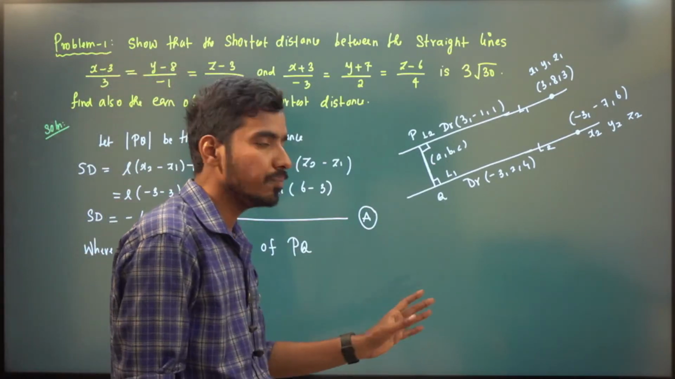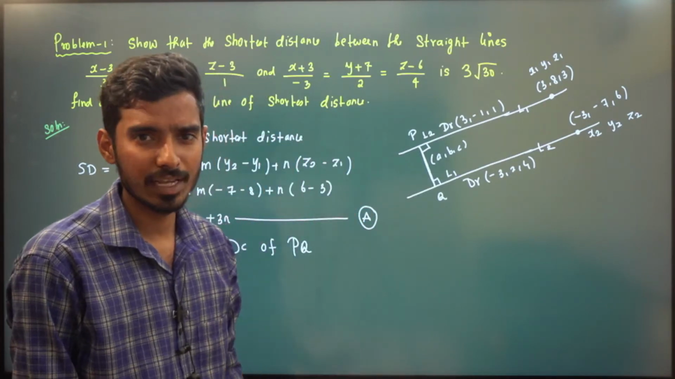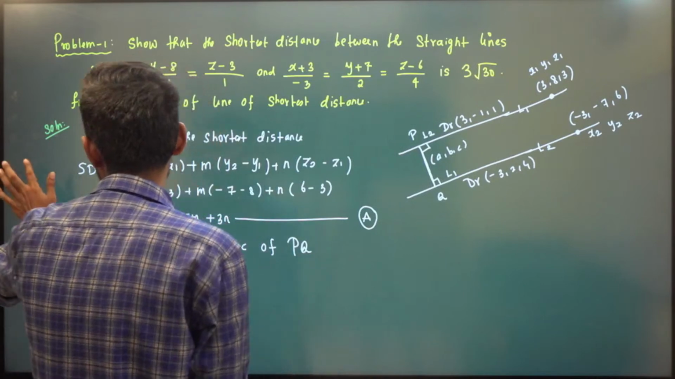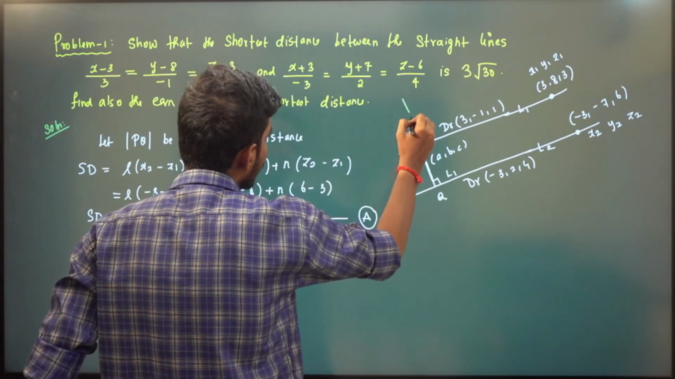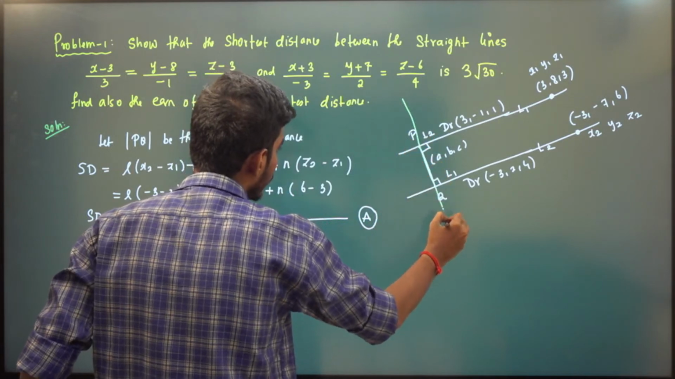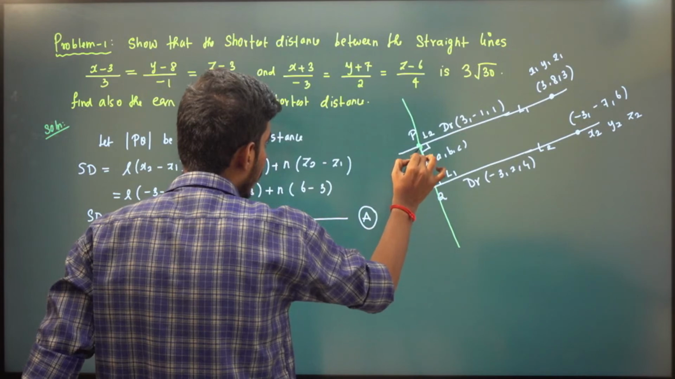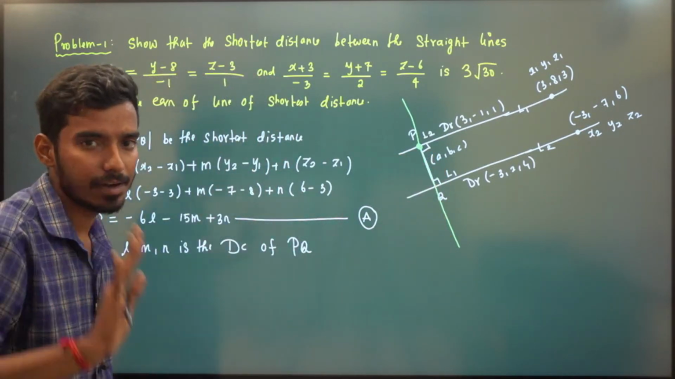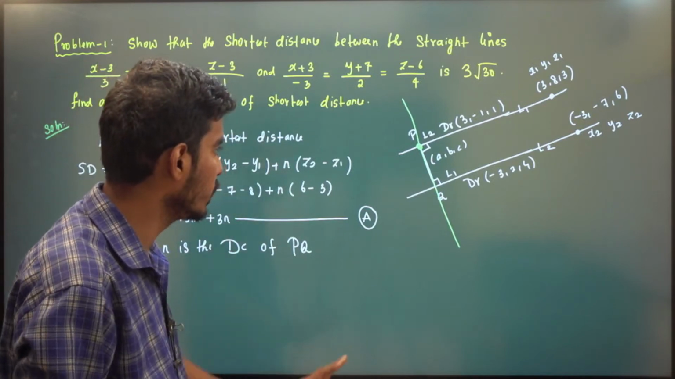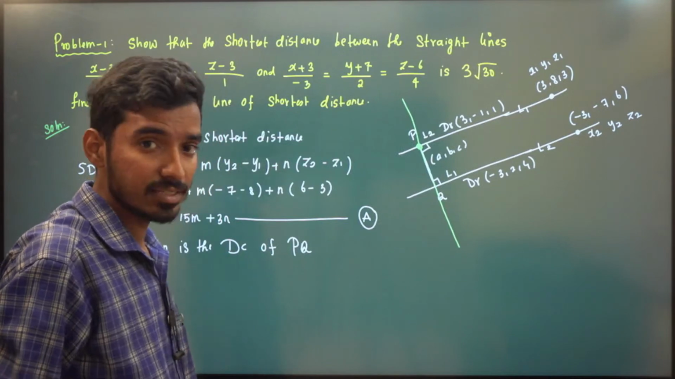Now to find PQ, the symmetrical form is very easy to find. Yes or no? Because to find the equation of line PQ in symmetrical form, you should know any one point. You should know the direction ratio. That is enough to find the equation of line PQ. The direction ratio we know, right? What is the direction ratio?